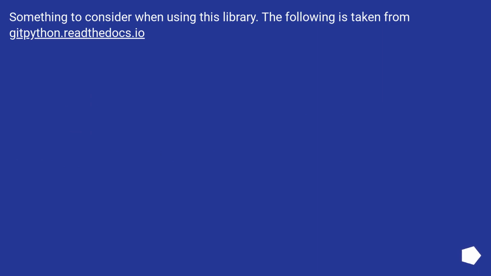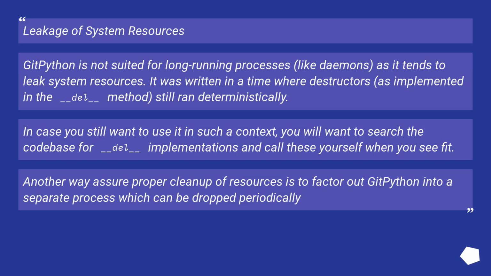something to consider when using this library. The following is taken from gitpython.rethedocs.io. Leakage of system resources. Git Python is not suited for long-running processes, like daemons, as it tends to leak system resources. It was written in a time where destructors, as implemented in the _del_ method, still ran deterministically.